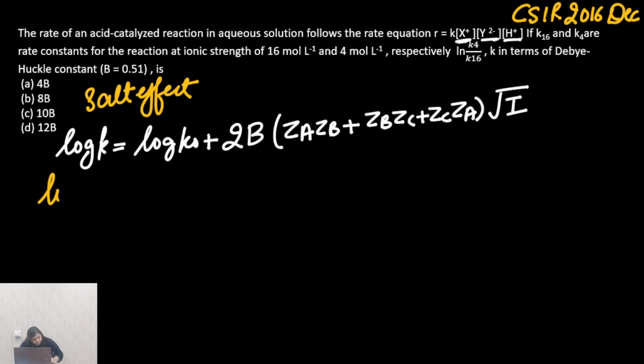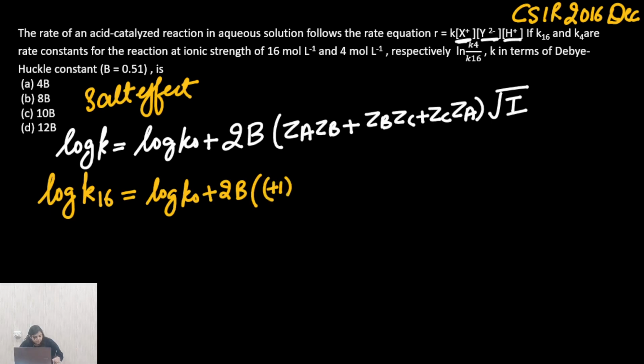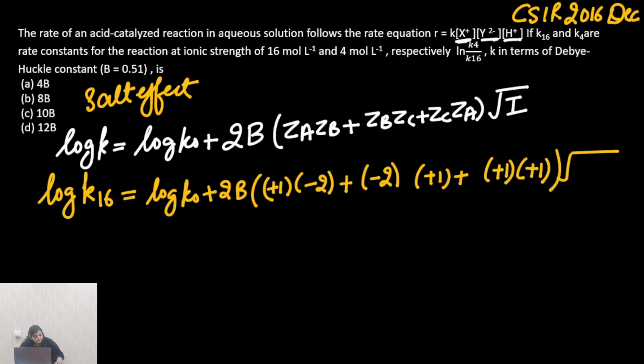So first, if the ionic strength is 16 moles per liter, at that point log K16 will be log of K naught plus 2B times the charges: on the first ionic species it is +1, on the second it is minus 2, plus ZB ZC, which is minus 2 into plus 1, plus ZC ZA, which is +1 into +1, into the root of ionic strength, which is 16. This is what we will be getting.